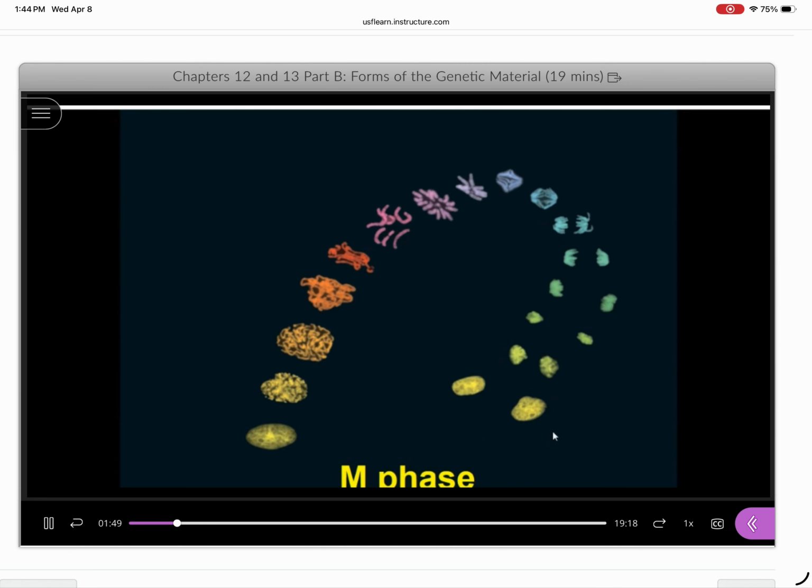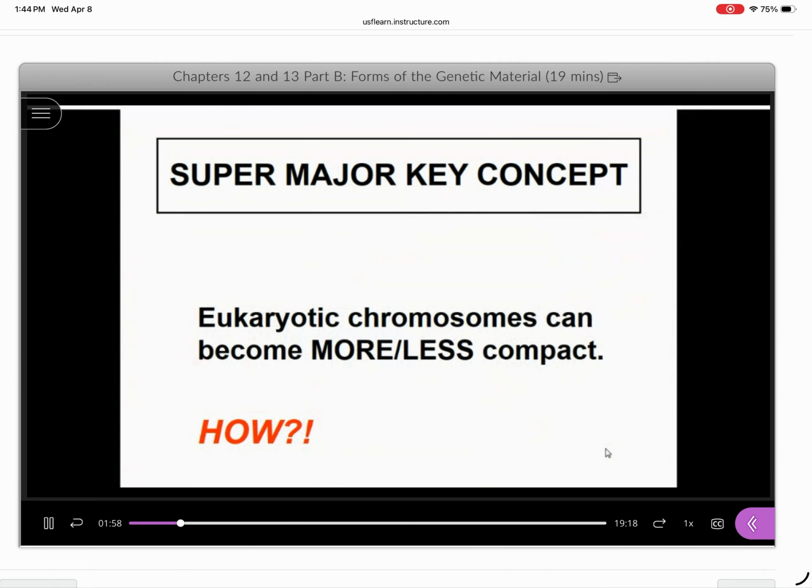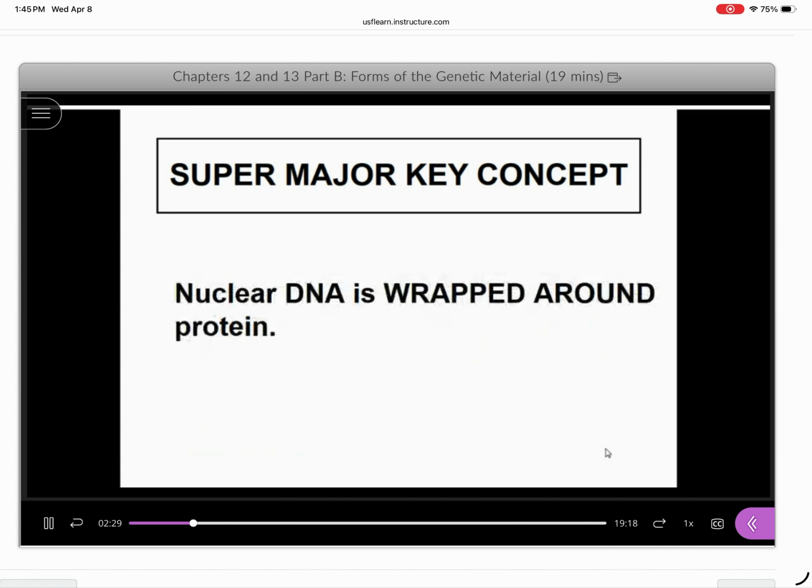So this is actually M phase. We're looking at the events of M phase of the cell cycle, specifically what happens to the DNA. And one thing we can conclude is that eukaryotic chromosomes can become more or less compact. That is why we do not always see them. If we see them, they're compact. If we don't, they're less compact. Does that make sense?